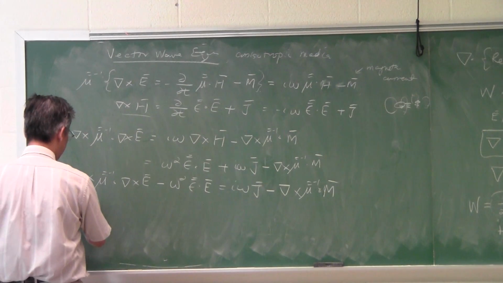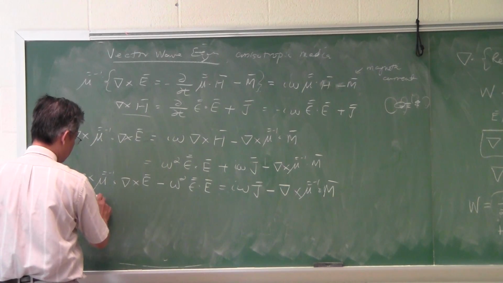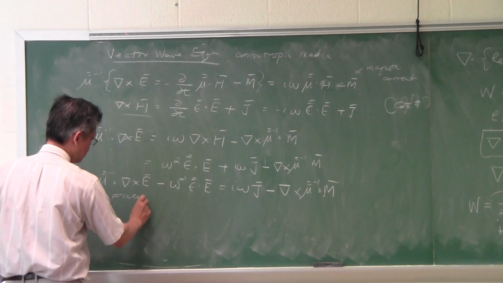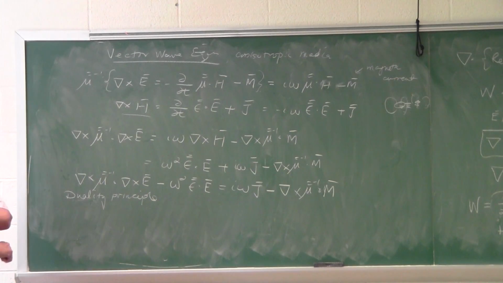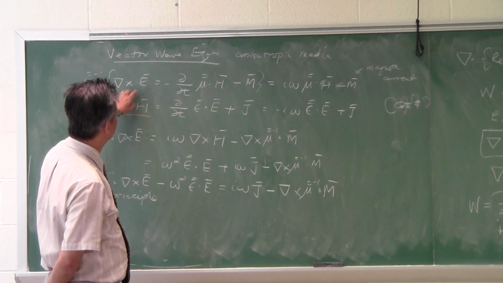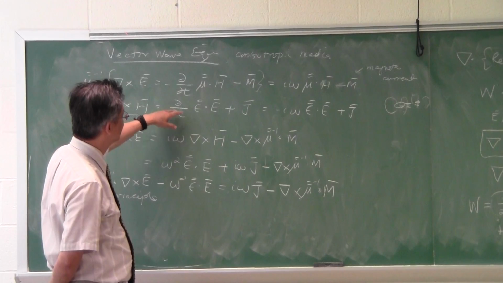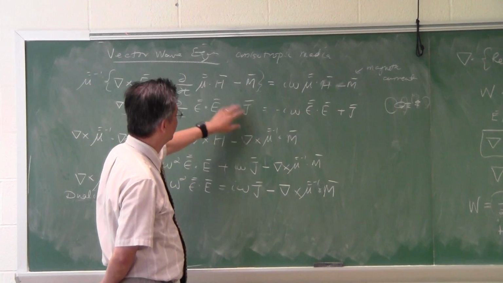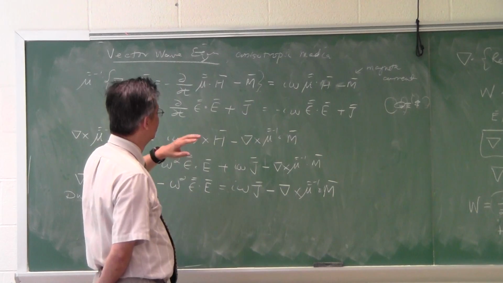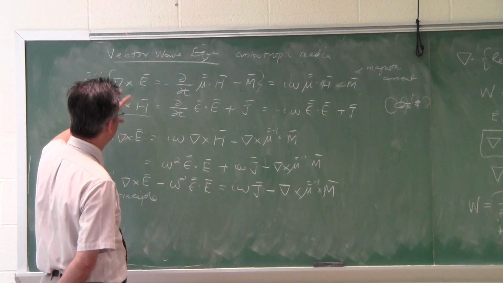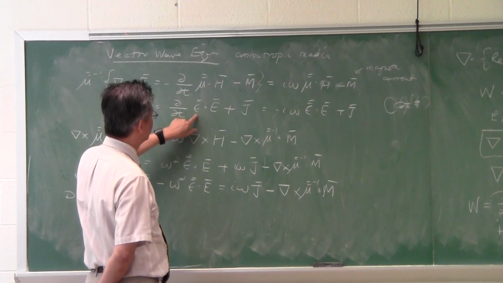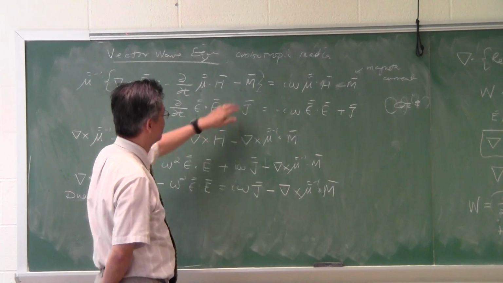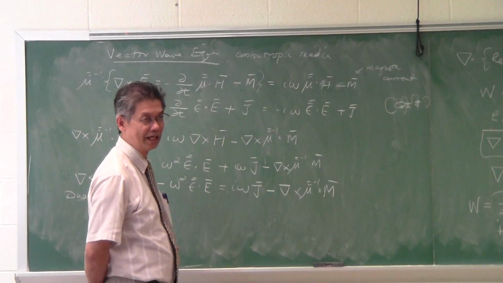And by duality principle, which uses the symmetry of Maxwell's equations, Maxwell's equations look extremely symmetrical. If you look at this equation, if you replace E with minus H, H with E, and then replace M with minus J, and so on, the first equation becomes the second equation. Or another way to look at it is that you replace E with H, H with E, mu with minus epsilon, epsilon with minus mu, and then M with minus J, J with minus M, you will get the second equation.